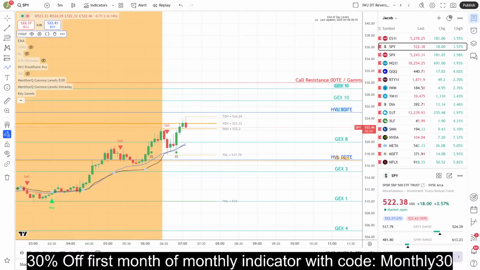All right, let's see if we get a put here or short. I'm at 521 on my strike right now. A little bit out of the money for cost.